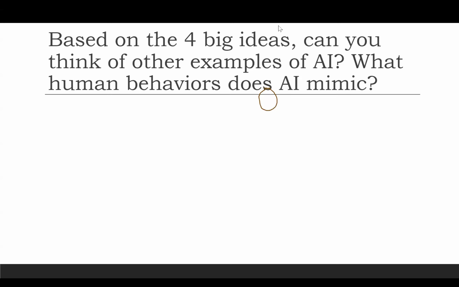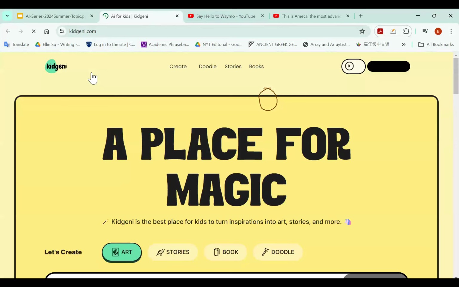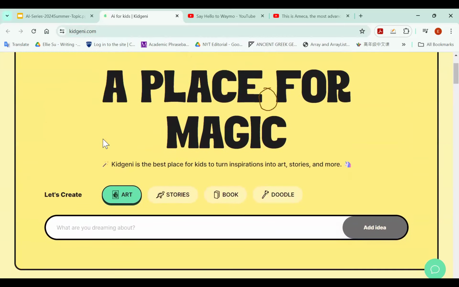So, if you can't think of anything else, did you know? You already know there are chatbots like ChatGPT where you can have a conversation with it. But some of you might not have known that you can also generate images with AI, create stories, or have it recognize a drawing or something. For example, this website uses AI to create those things.